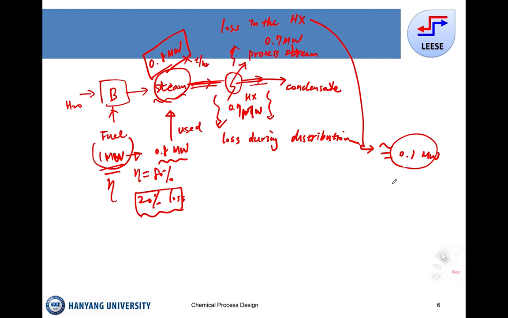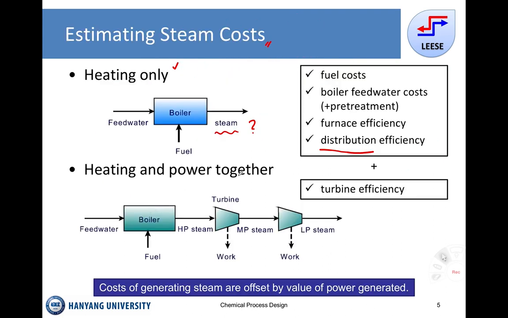So this is called the efficiency related with distribution. Okay, this is the efficiency related with boiler. So distribution efficiency should be used, okay? So this is only heating required for the production of the steam. Then we have to consider these 4 elements to calculate the cost of the steam, okay?